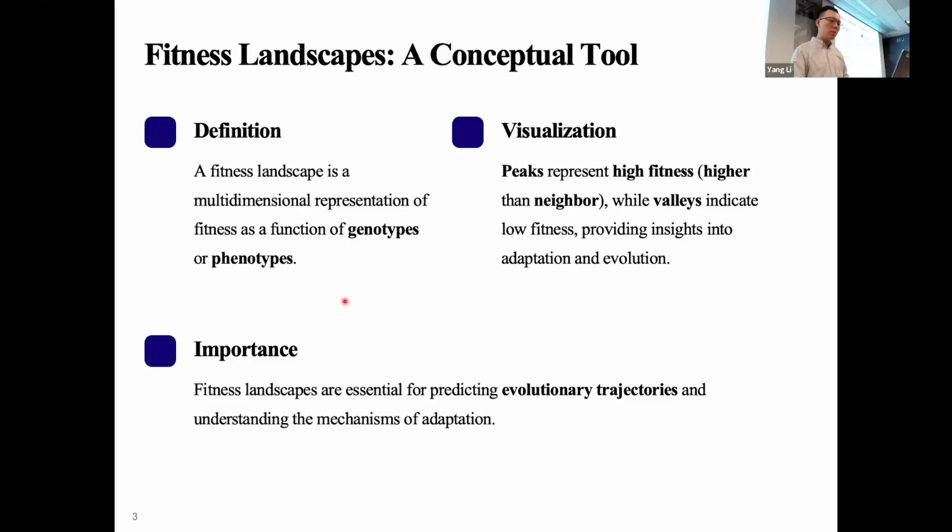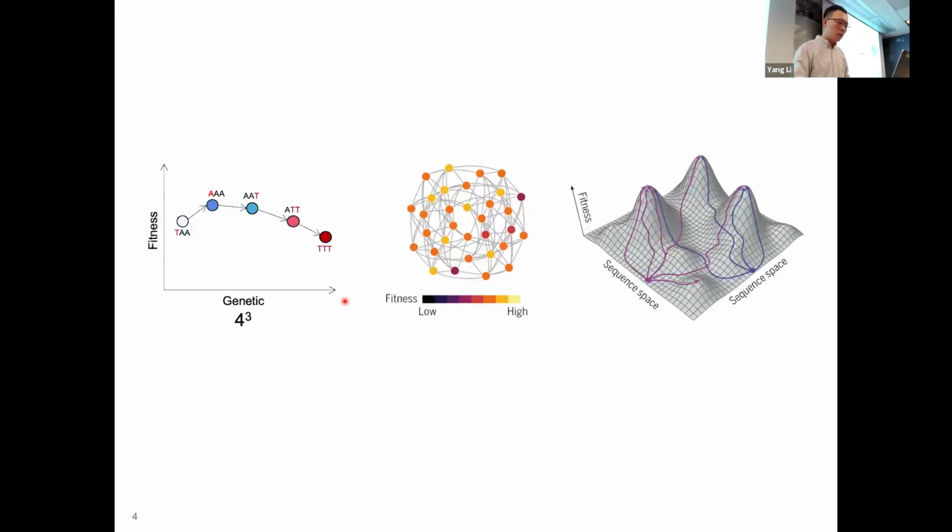I think the landscape is each genotype assigned with a fitness. When we visualize the landscape, each genotype is connected. Let's take 3 sites, for example. Each site has 4 states, ATCG. So the landscape size is 4 to the 3. For each node, they are connected because there is only one site difference.